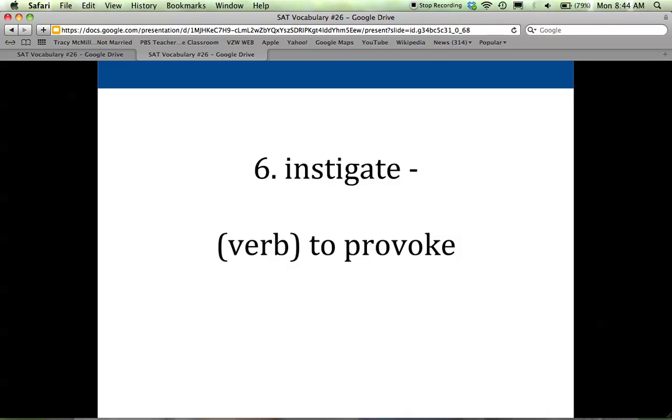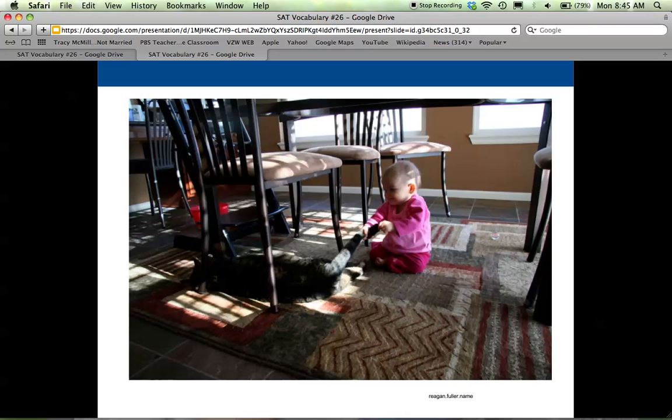Number 6 is instigate, and to instigate, it's a verb. It means to provoke, to urge, or to incite, to cause some action. And so when you think about instigating, I immediately think of small children. They love to instigate things, although there's always a few kids in a classroom who like to instigate maybe bad behavior if there's a substitute or kind of an untraditional day. But I chose this picture because clearly this little girl is instigating a situation with her cat, and she's probably going to cause some kind of reaction by tugging on this animal's tail.